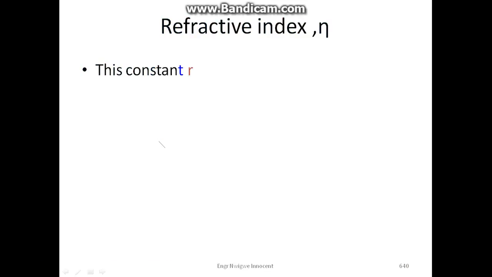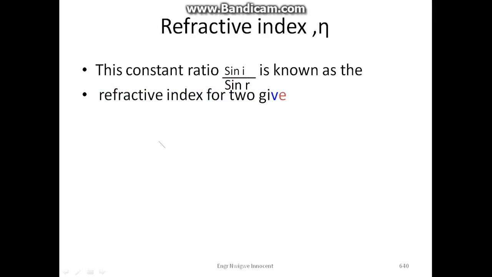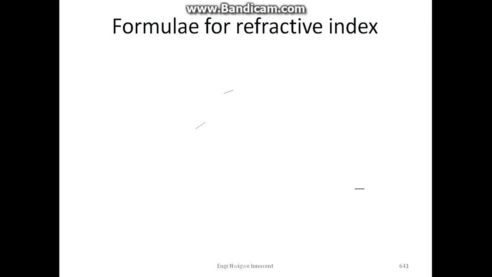index n. This constant ratio sin i over sin r is known as the refractive index for two given media. Formulas for refractive index n: 1. n is equal to sin i (incidence) over sin r (refraction). 2. n, refractive index, is equal to real depth over apparent depth.